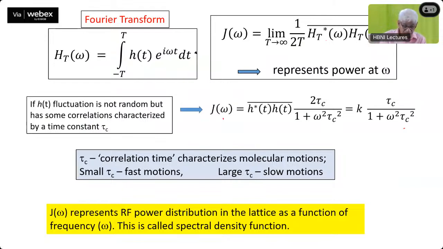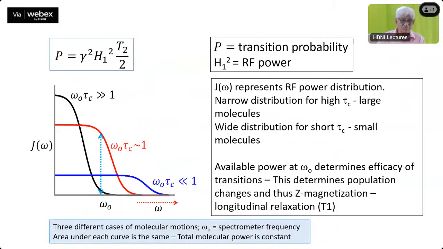Therefore, J(omega) represents the RF power distribution in the lattice as a function of frequency omega. This is called a spectral density function. Now, how does it look? As I said, this is the transition probability. This is the formula which comes from the first lectures. It is proportional to H1 squared and gamma squared T2 by T2. That is the exact formula there.